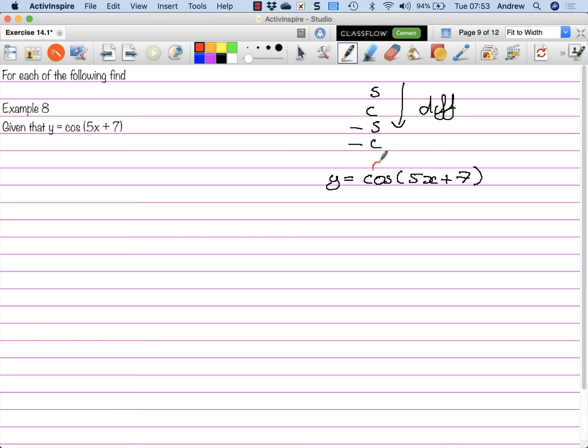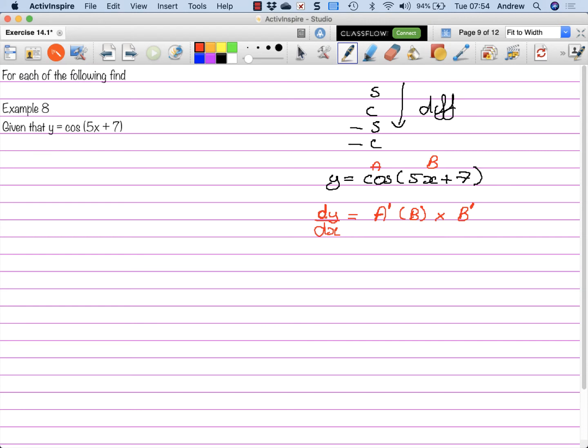So the priority function is the cos, and the secondary function is the 5x plus 7. When you are differentiating a function of a function rule, you differentiate the outside function and the inside function remains unchanged. And then you multiply by the differential of the inside function.